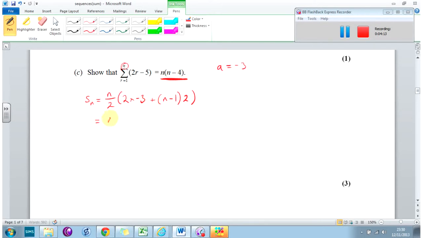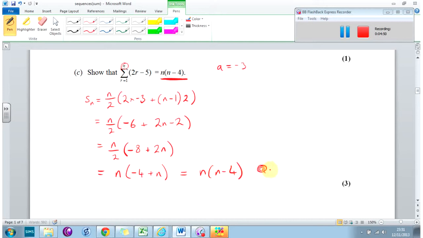So we've got n over 2 times minus 6 plus, and I'm going to expand the brackets, 2n minus 2. There we are, which is n divided by 2, and then minus 6 and minus 2 make minus 8 plus 2n. Then I'm going to leave the n outside, but take the divide by 2 in, and that gives me n multiplied by minus 4 plus n, which of course is equal to n times n minus 4, and we've finished that, we've shown it, QED.